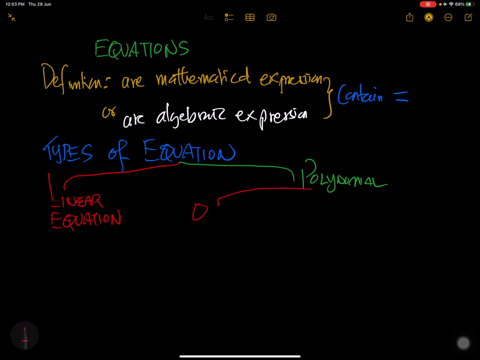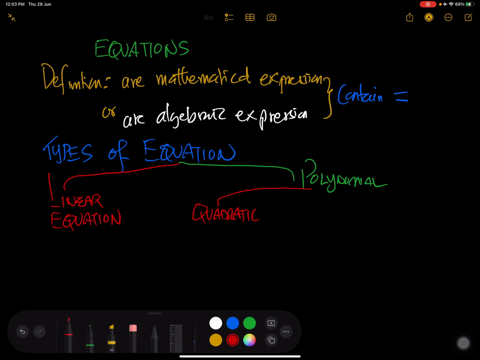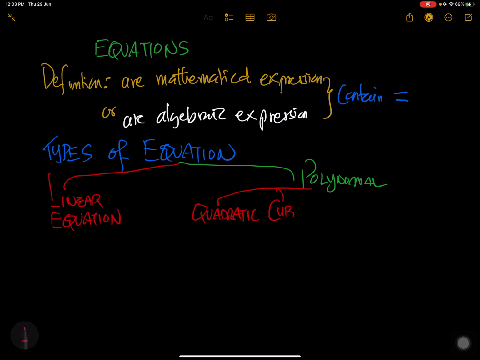A quadratic is a polynomial, and then the next one we can say is the cubic equation group, and then we can also have the quartic group, and then we can go to the nth degree type of equations. So these are the different types of equations that are out there.